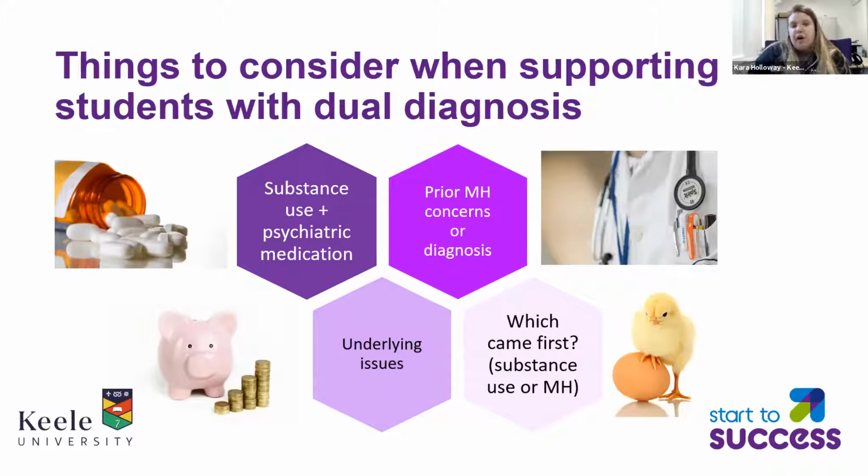The second thing I've put on the slide to consider is prior mental health concerns or diagnosis. It could be really important to consider if the student has had any prior mental health diagnoses, because this could impact the type of support that's appropriate to the situation. It could also be worth asking if there's any family history of mental health disorders or problems with alcohol and drugs as well, because this could also help to identify the type of support that might be most appropriate.